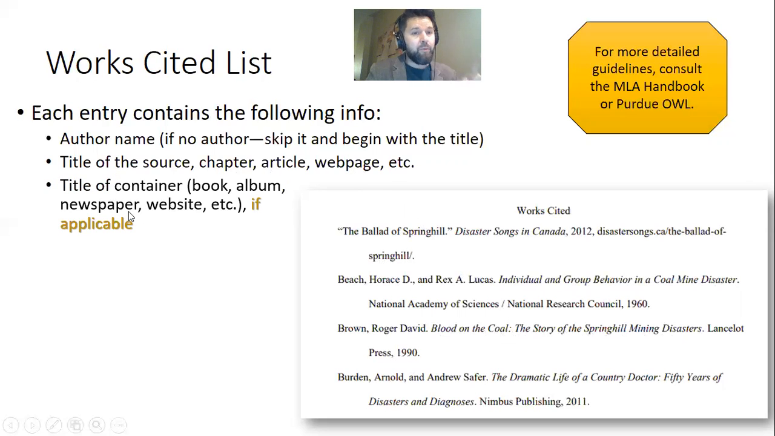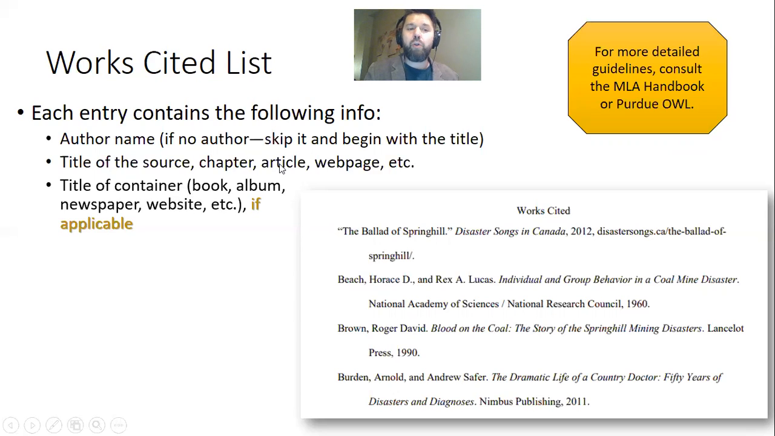Next, if applicable, you'll provide what MLA calls the title of the container. What that means is sometimes certain sources contain smaller sources within them. So for example, a book contains chapters, and a book gets a title, a chapter gets a title. So the titles need to be distinguished. An album has a title, but then on the album, each song has a title. And so the song title would appear first, and then the album title would appear second.